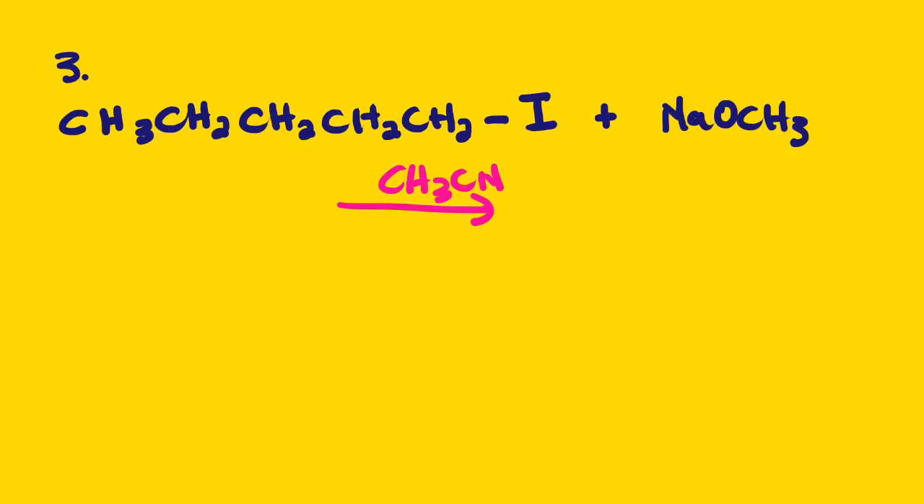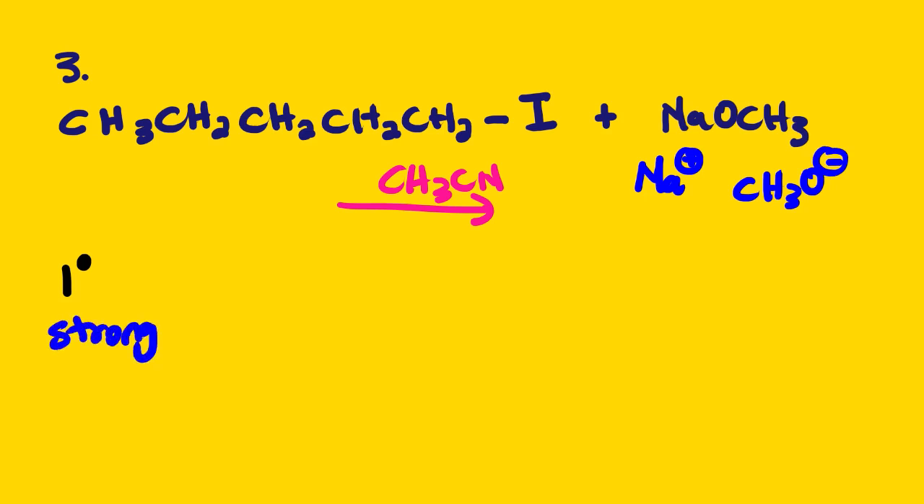Let us look at this one. We analyze. The first thing we analyze is the substrate. You can see that we have a primary substrate. The second thing that we have to check is the nature of the nucleophile. We know that this will be sodium CH3O minus, which is a very good nucleophile. We can write it like this, CH3.